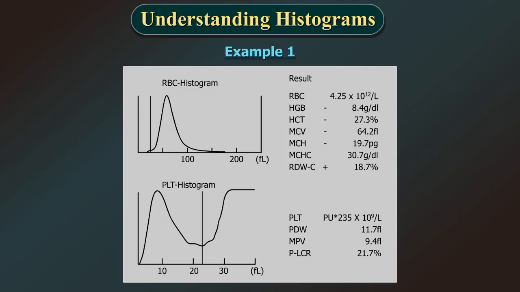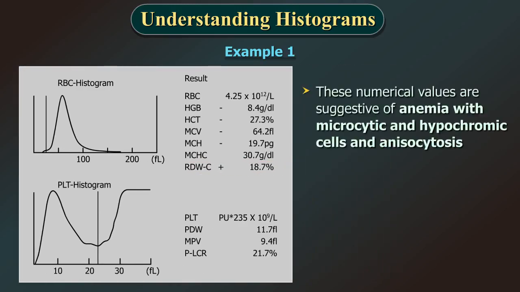First, let us examine the numerical values which are showing low hemoglobin of 8.4 grams per deciliter and low hematocrit of 27.3% indicated by a minus sign. It also shows a low MCV at 64.2 FL and low MCH at 19.7 pg, again indicated by a minus sign, indicative of microcytosis and hypochromia. The RDW is 18.7%, which is high, indicating anisocytosis or a varying RBC size. The numerical values are suggestive of anemia with microcytic and hypochromic cells as well as anisocytosis.